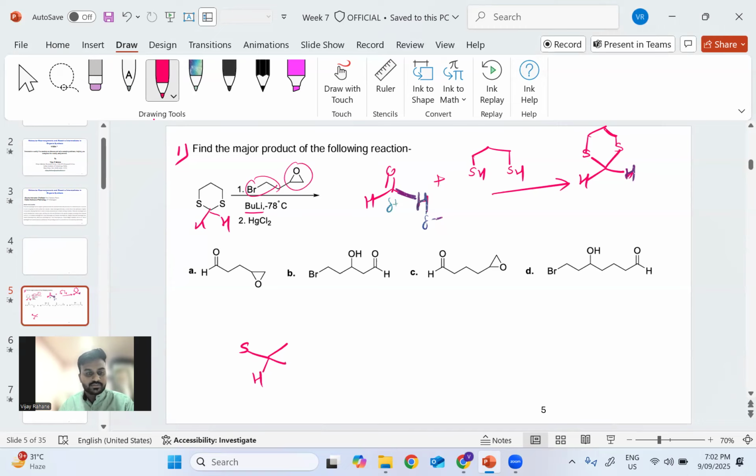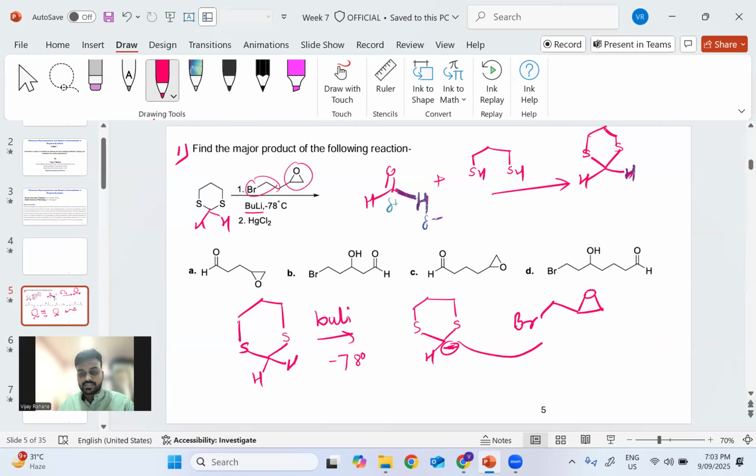On abstraction of this proton in the presence of butyl lithium at minus 78 degrees Celsius, it leads to the formation of this negatively charged intermediate, which attacks the bromo compound in an SN2 fashion. This negative charge attacks the bromo compound, so Br negative gets removed, and we get the product like this. The protons remain the same. One, two, three, four carbons are there, with the epoxide in place. This is the product that we get after this reaction.